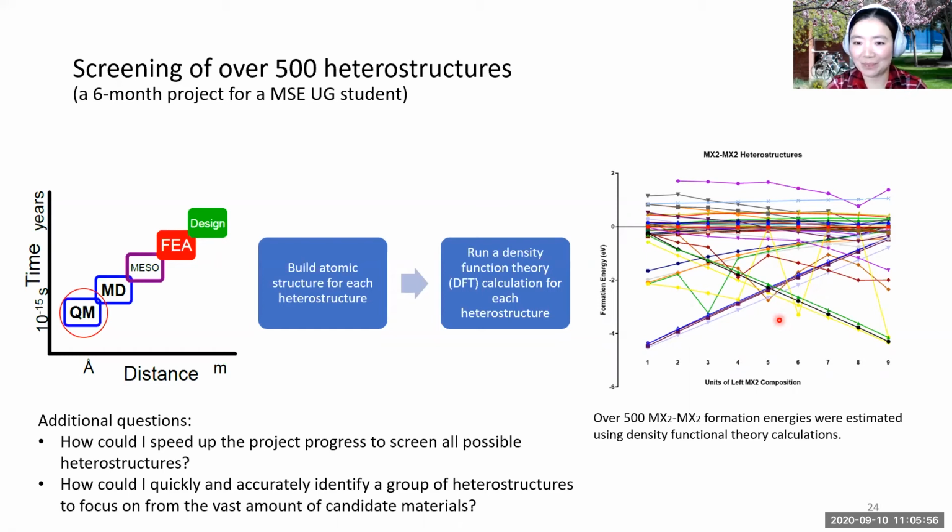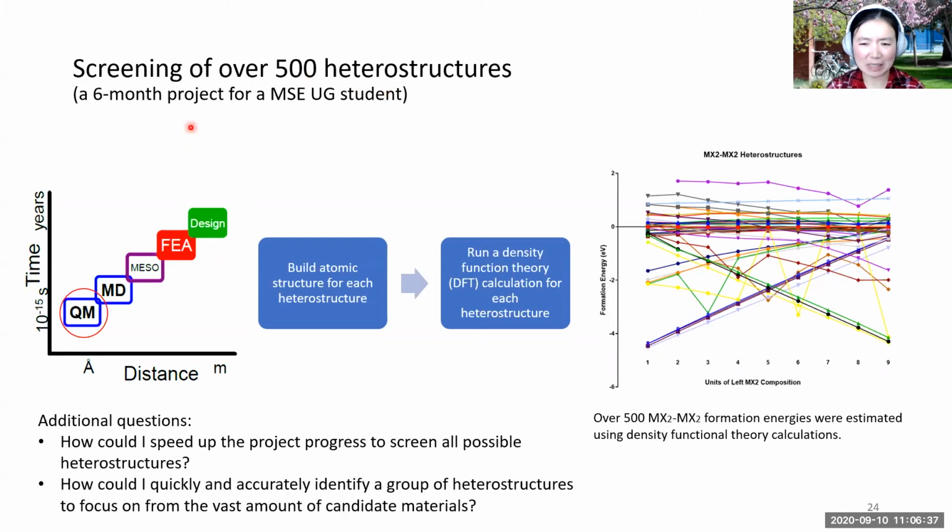It's hard to see. The y-axis shows something called formation energy, which is the energy we need to use to form this structure. If the energy is higher, more positive, that means it's more difficult, and more difficult means that material is not stable. What we want is for the formation energy to be more negative, which is better, because it means it will be easier to form in nature and more stable in nature. So he screened 500 heterostructures using 6 months.